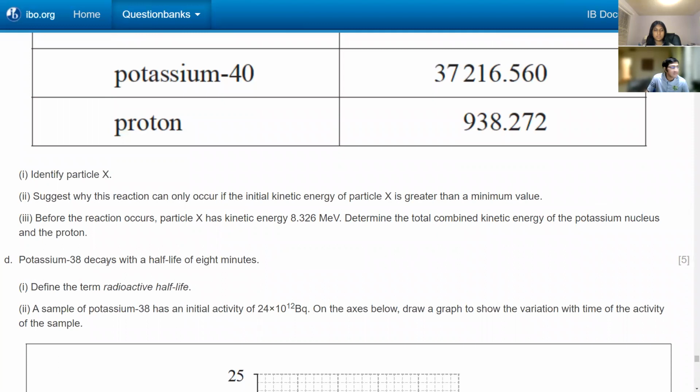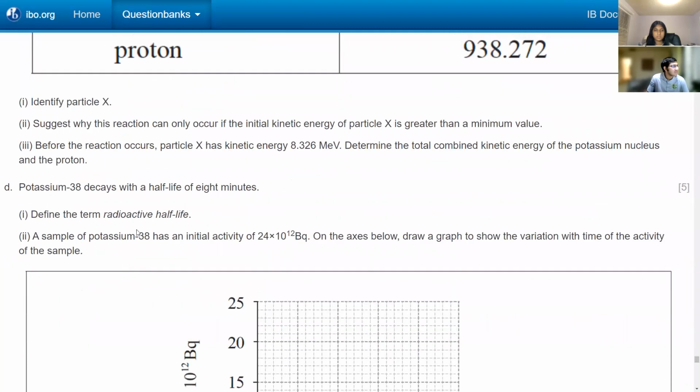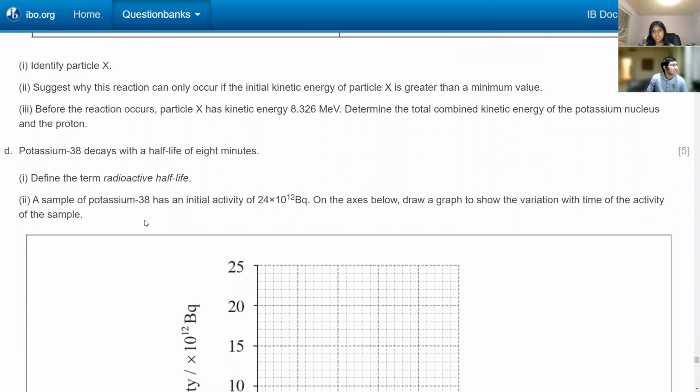Potassium-38 decays with a half-life of 8 minutes. We're not defining... yeah, we know it. We talked about that. A sample of potassium-38 has an initial activity of 24.